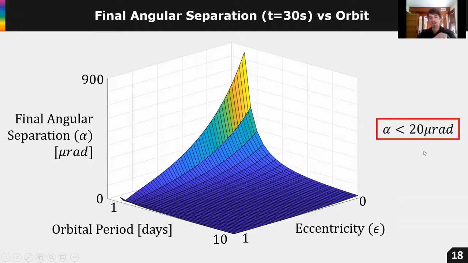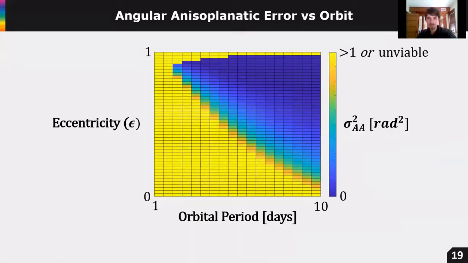So what I did is I took this data and plugged it into the equation which allows you to determine the residual, the expected angular isoplanatic error that an AO system could expect with these angular separations. And that's what I plotted here. The color is the error associated with angular anisoplanatism, where blue is low error and yellow is high error, or an orbit which could be deemed unviable. On the x and y axes, we have the orbital parameters, small and large orbits, circular to elliptical.